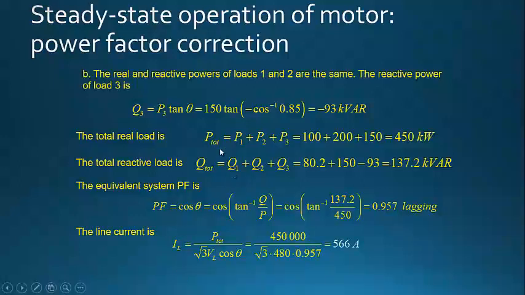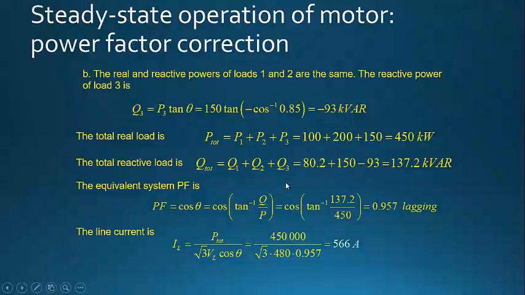Once again, we find our P total, and the P total never changes. It remains 450 kilowatts. But the Q total, now we have Q1 plus Q2 plus Q3. We had Q1 to be 80.2, Q2 to be 150. Now our Q3 is negative 93, so it will be minus 93. So we have our total reactive power to be 137.2 kilovar. So take note of that. The only changes came as a result of the leading, and the leading has an effect on the Q3. Okay, that's why we had this particular value.